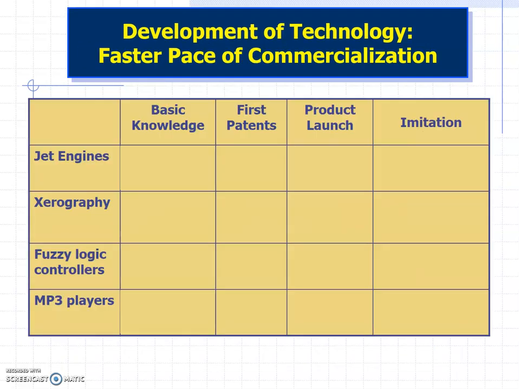And the pace of commercialization has increased over the years. So for example, we'll take you through some examples. Jet engines: the basic knowledge was available from the 17th to the 20th centuries. The basic idea of, for every action there's an equal and opposite reaction. The idea of thrust was a very early physics principle. The first patents were in 1930. The product was launched in 1957, and then imitators actually came out a couple years later.